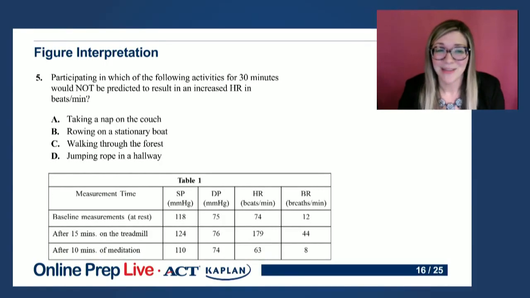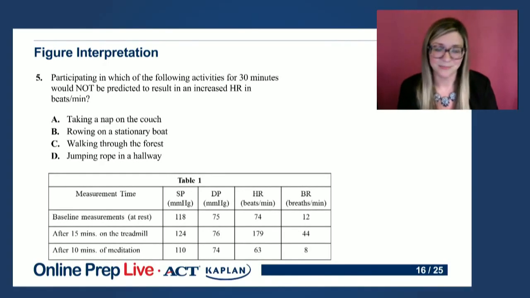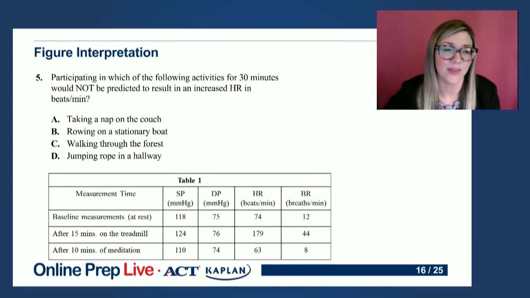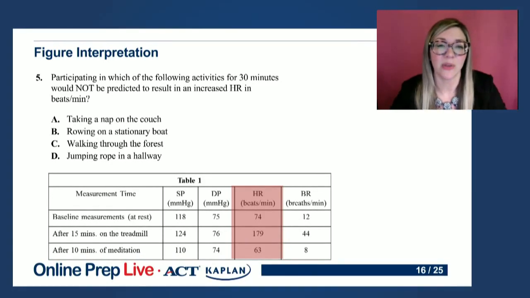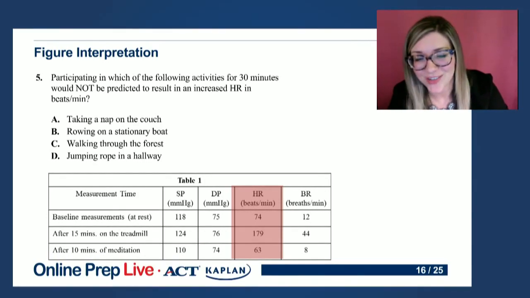You guys are coming in with an answer here, but I want you to think about this. We want to think about something that's not going to cause an increase. Well, if we look at our data in our table, what showed our lowest heart rate? I'm going to go ahead and highlight that column of the table so we can take a peek. Our lowest heart rate is when we were very, very relaxed. Remember, we're looking for the thing that would not cause an increase.